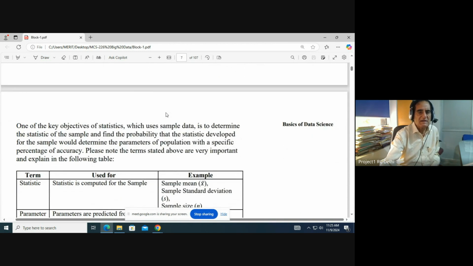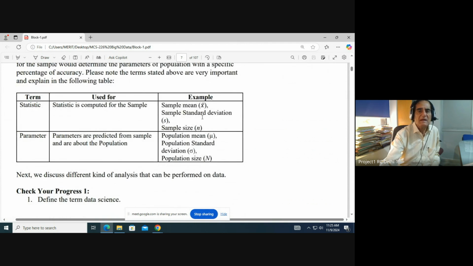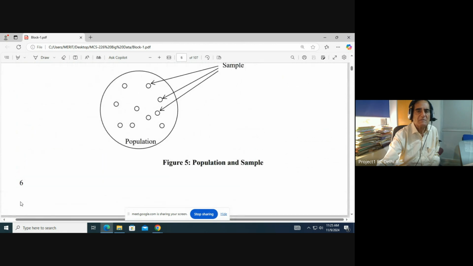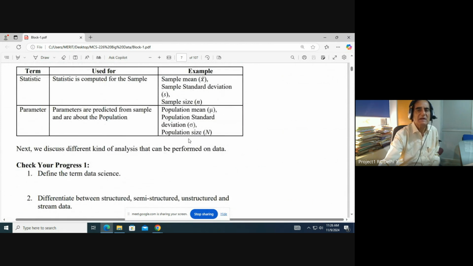One of the key objectives of statistics with sample data is to determine the statistics of the sample. For example, sample mean, sample standard deviation, population mean, population standard deviation, so that you have a large number of data. Out of that you take the sample. That's what we saw. For example, this is a large data. Out of that, you take a sample, and then you take the arithmetic mean and standard deviation of the sample as well as the whole. So you compare this and all that. So population mean, population standard deviation, population size, and all that.